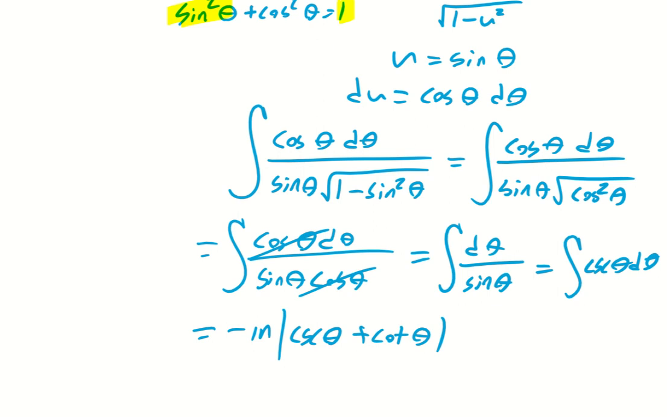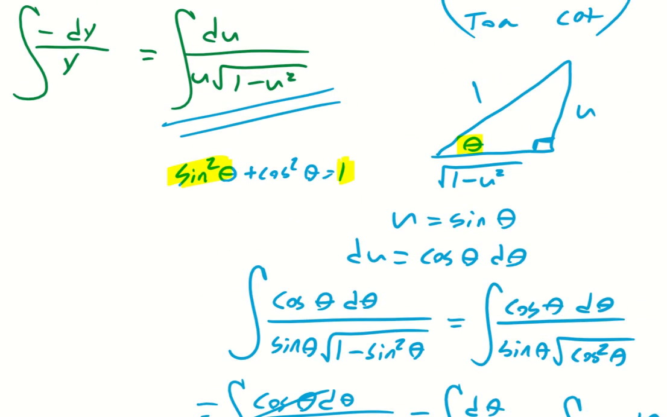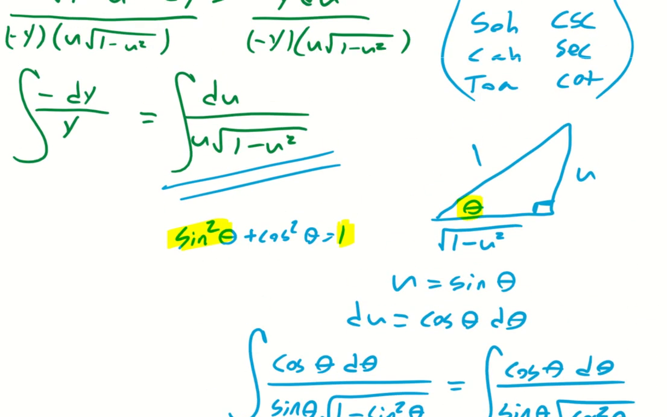Alright. We're in this theta land. We want to return back to the u land. So the question is, what is the cosecant of theta? So given this right triangle, the cosecant is just the hypotenuse over opposite. So we have 1 over u.